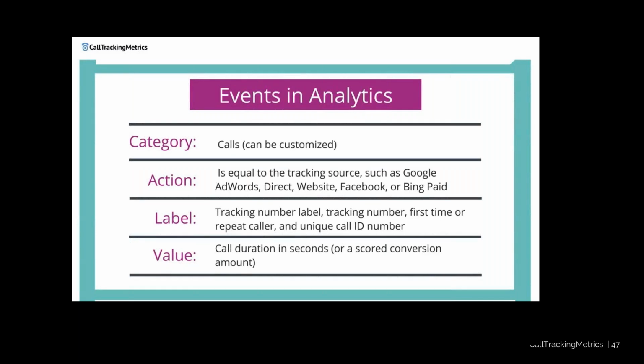The action will always be equal to the name of the tracking source. The label is made of 4 parts. The label of the tracking number. If the tracking number isn't labeled, it will report as not set. Next is the tracking number that was dialed, followed by whether or not this was a first-time or repeat caller. Lastly, the unique call identification number. By default, the value refers to seconds of talk time. If you have call conversion events enabled, the value will be the entered conversion amount.